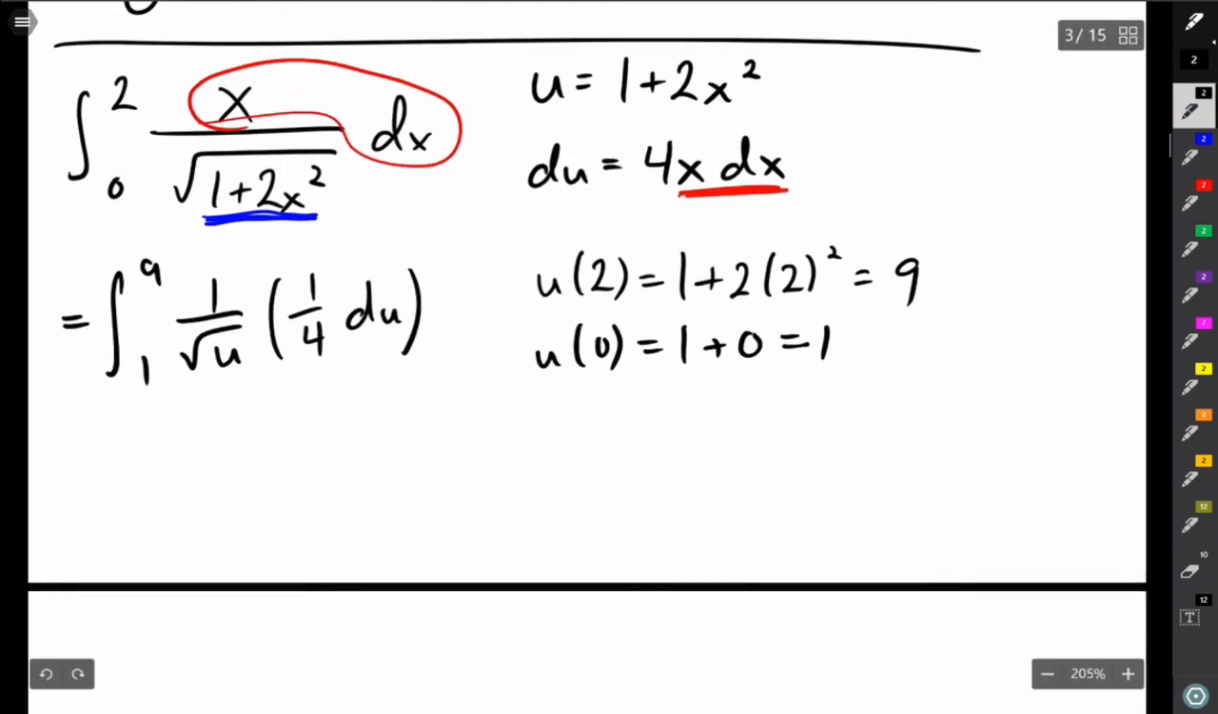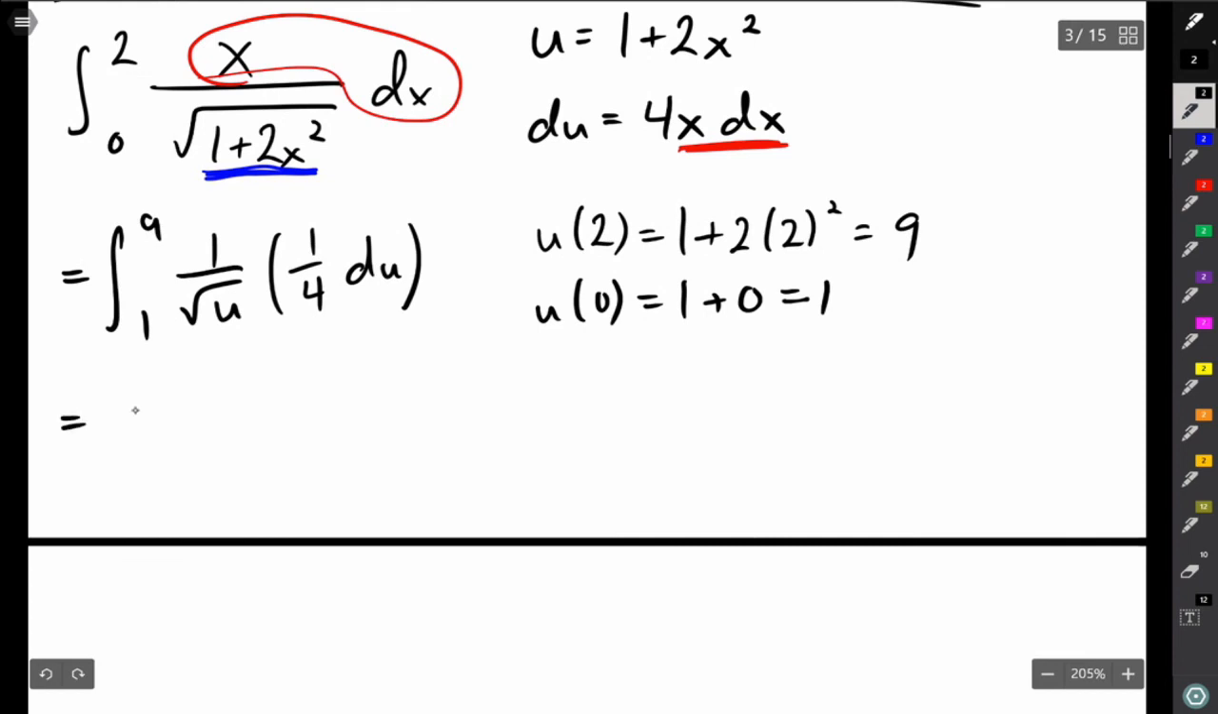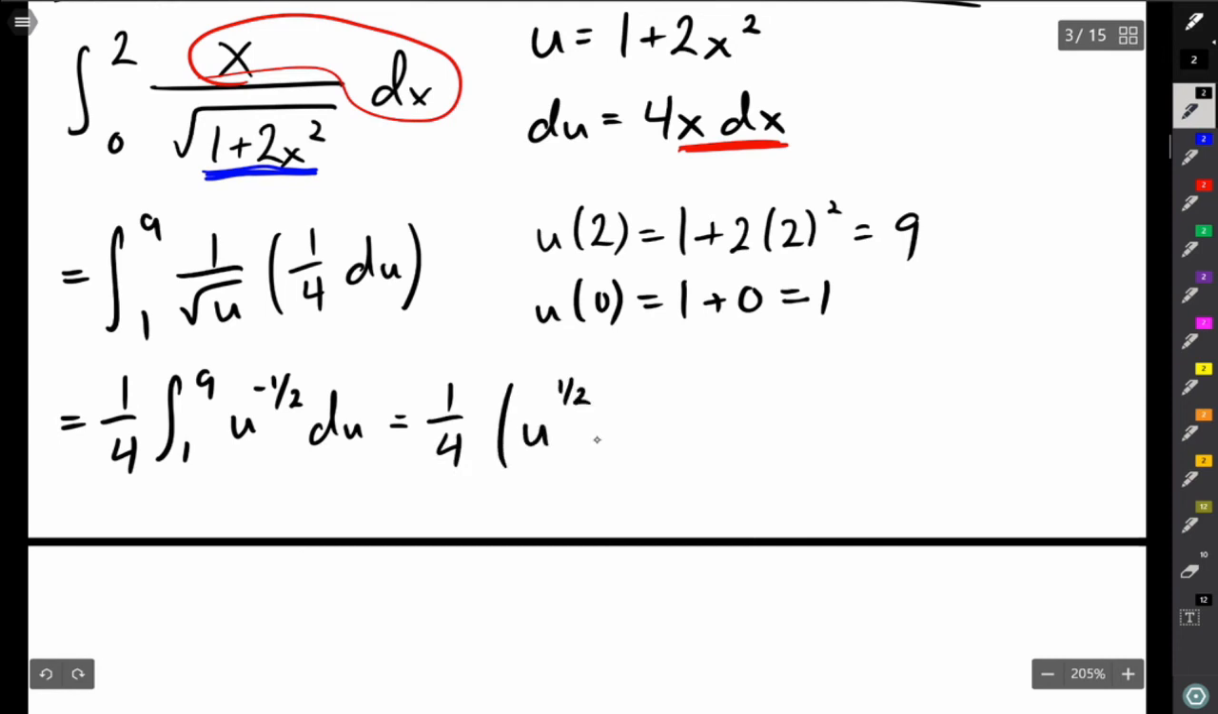Right? So again, we just plug in the 0 here for x. That gives us the new lower bound. Plug in the 2 here for x. That gives us the new top bound. All right? So this is 1/4, 1 to 9, u to the -1/2 du. And so we use our power rule as usual. This is u to the 1/2. Let's do that. U to the 1/2 over 1/2 from 1 to 9. Okay.